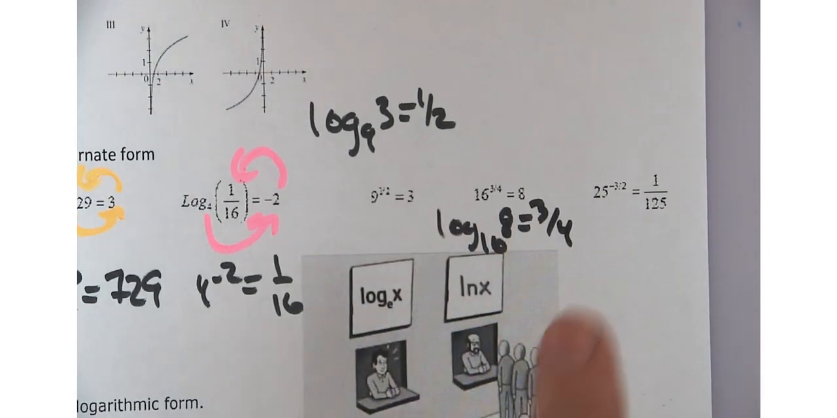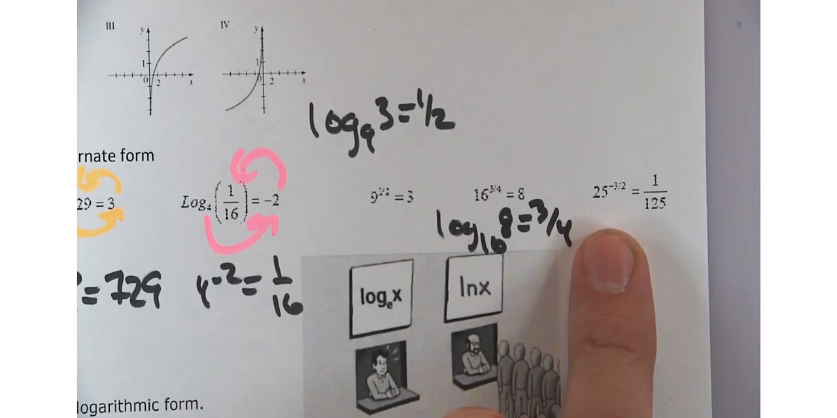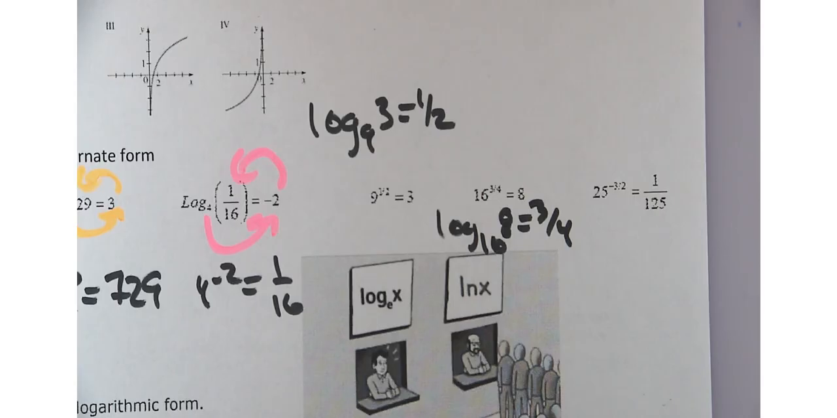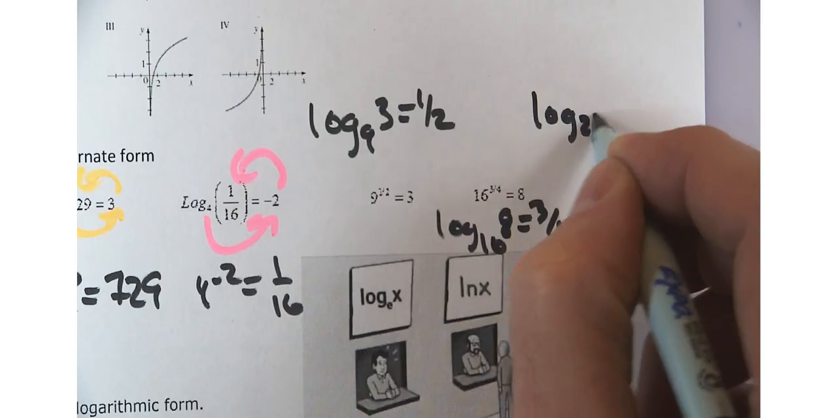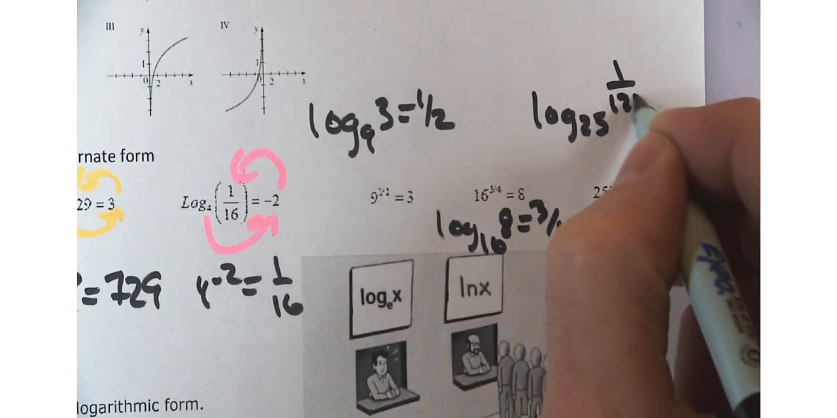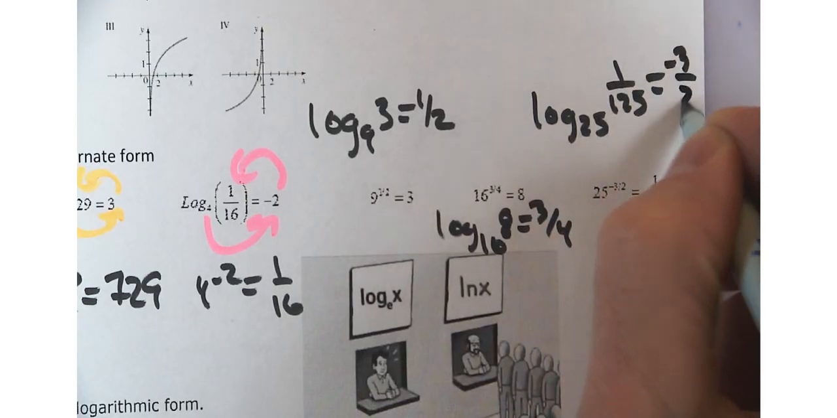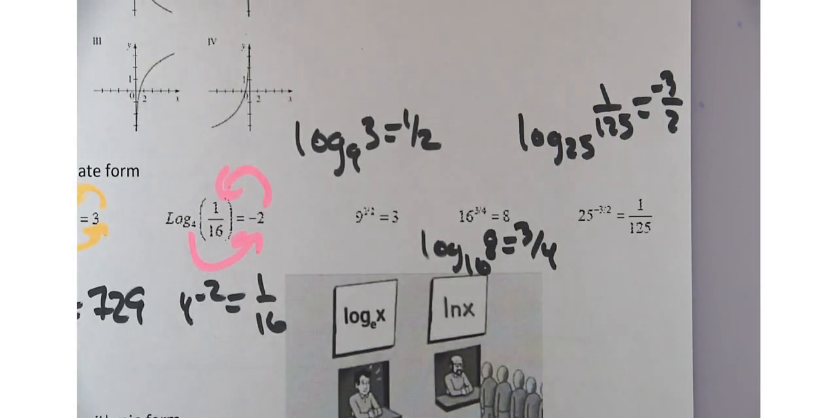And the last one, does anyone want to give that last one a shot? Victoria? Log base 25, 1 over 125 equals -3. Nice. Log base 125, or base 25 of 1/25 equals -3/2.